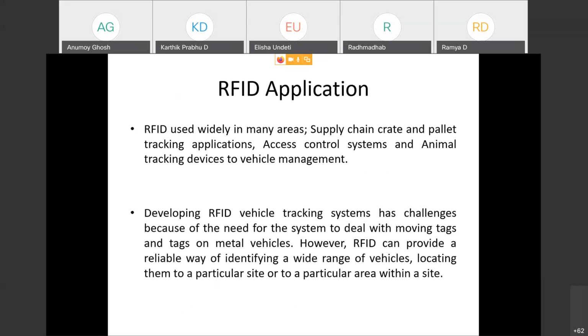Now RFID application. The first part is a very general thing, and the second part which I want to discuss is developing RFID vehicle tracking systems. It has its challenges. First challenge is that it has to read moving tags. You see, for any other auto ID procedures.